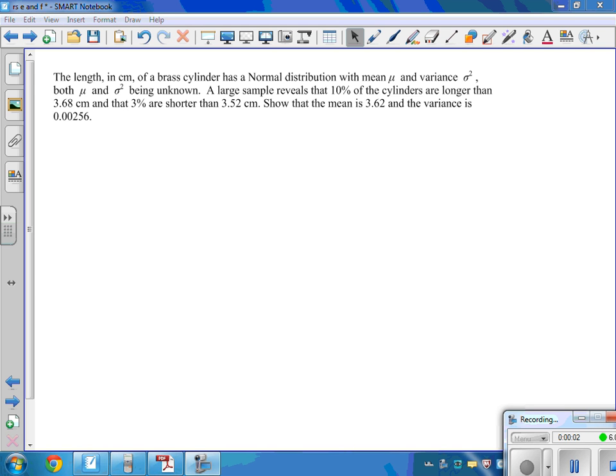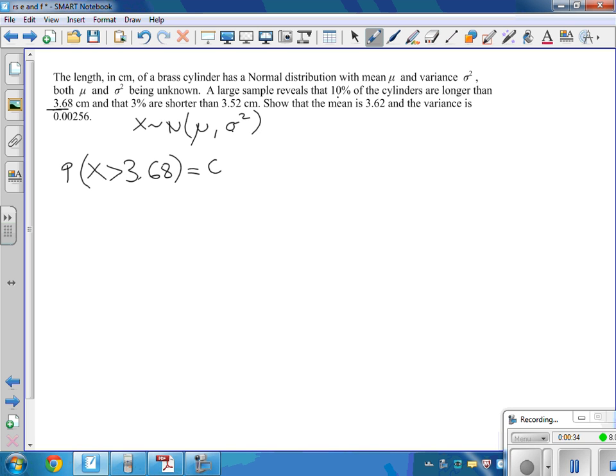Last one of this review sheet is going to have a simultaneous equation in it, so I'm greatly looking forward to this. We'll start with the normal things. We're saying x is a normal distribution, and we've got a mean of mu and a variance of sigma squared, so the standard deviation sigma. Let's take the information. The sample is 10% are longer than 3.68. So the probability that x is bigger than 3.68 is 10% or 0.1.